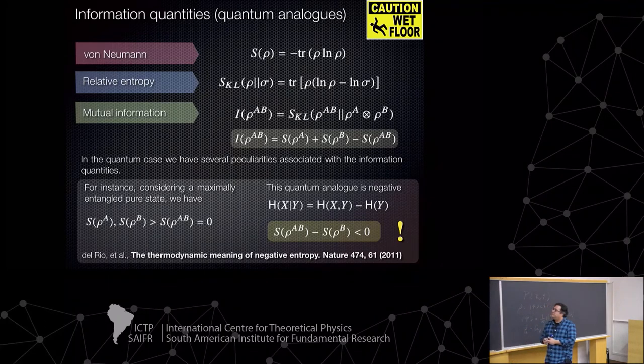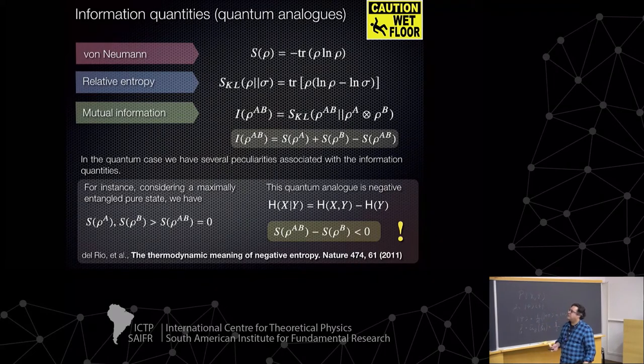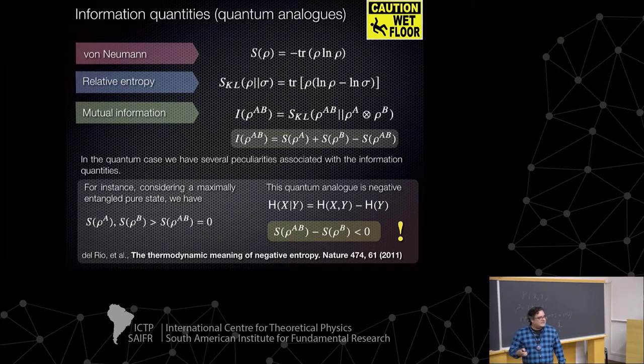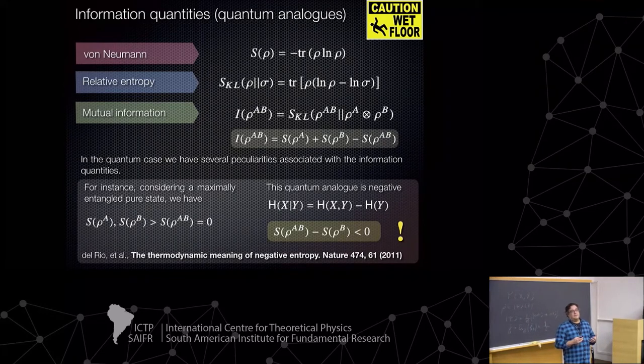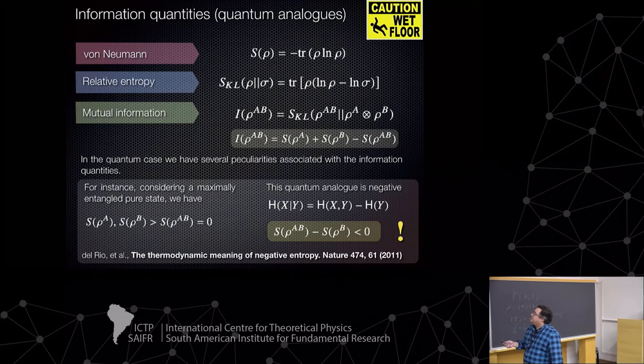And some people try to give some meaning to this negative entropy in quantum mechanics, and there is also this very nice paper published in 2011. But maybe we should not call this quantity conditional entropy, because any information quantifier should be positive, right? But okay, that quantity has some interpretation.